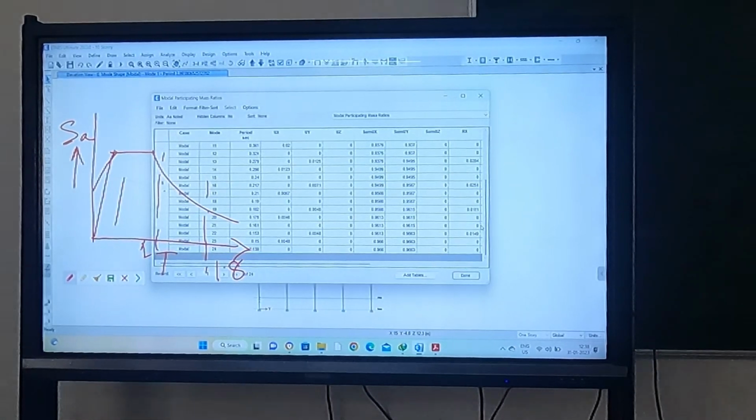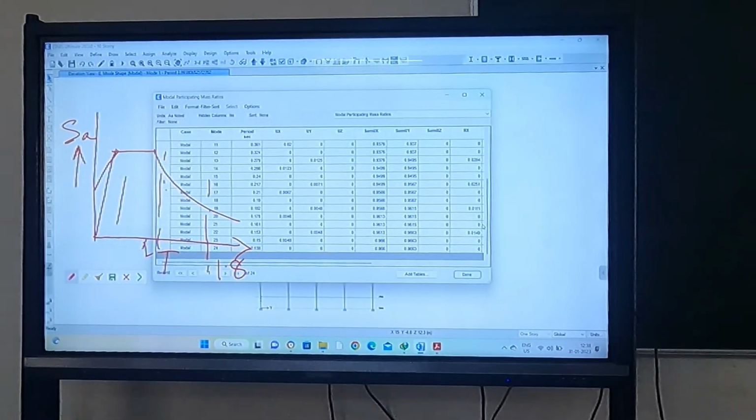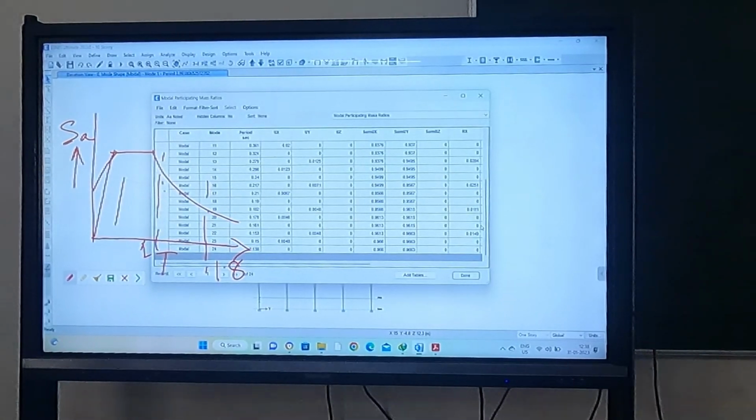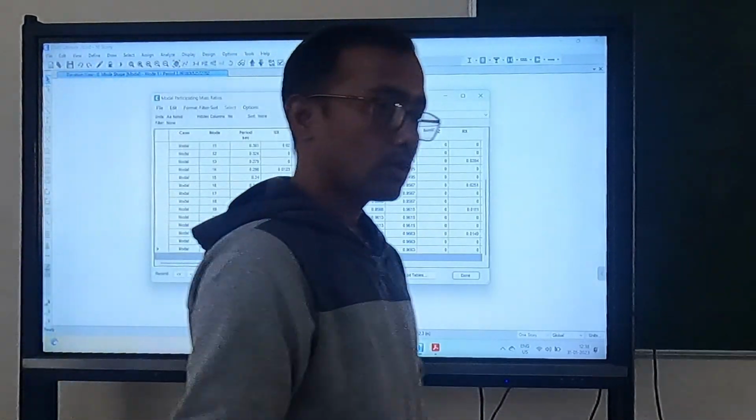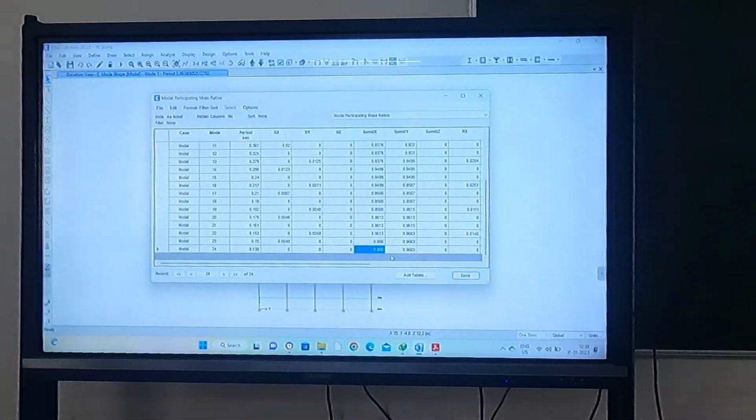Here you can see the number of modes, 24, whatever we have assigned earlier. You can modify this 24, whatever you want to set. In total, in the last row, you can see 0.996. It means for 24 modes in this direction we are getting a mode participation of 99.6%. How much do we need minimum? 90%. So it is more than sufficient. So that's fine.